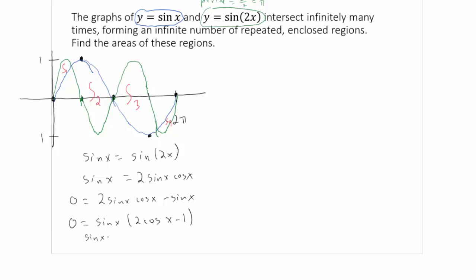So then sine x equals 0, which implies that x equals 0, pi, 2 pi, etc. And setting 2 cosine x minus 1 equal to 0, then cosine x would equal 1/2. And if cosine x is 1/2, that implies that x is pi over 3 and 5 pi over 3, if we're just looking over 0 to 2 pi.